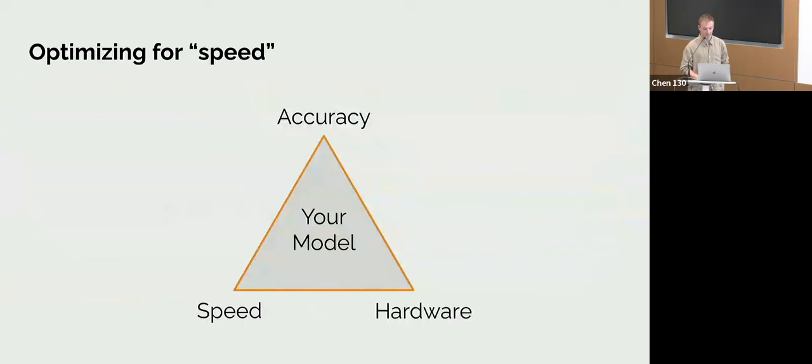So one of the key ideas here is that talking about speed is not an independent thing. If you're trying to speed up your model, it's always constrained by your hardware, and there's often trade-offs between the speed of your model and the accuracy of your model. So we're going to talk about a lot of these trade-offs today and how you can make decisions around them. And in this scenario, just to be very clear, the hardware refers to your CPU and your GPU constraints.